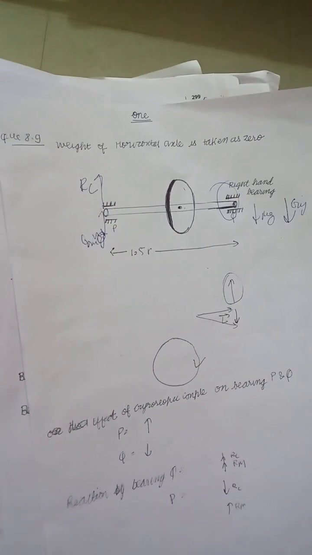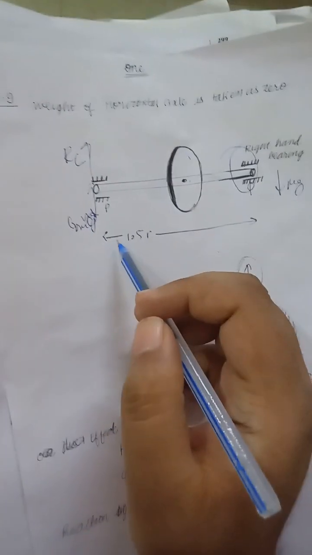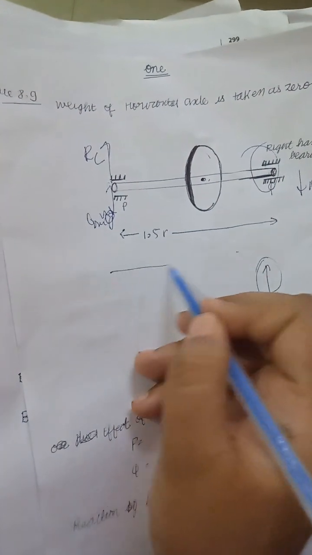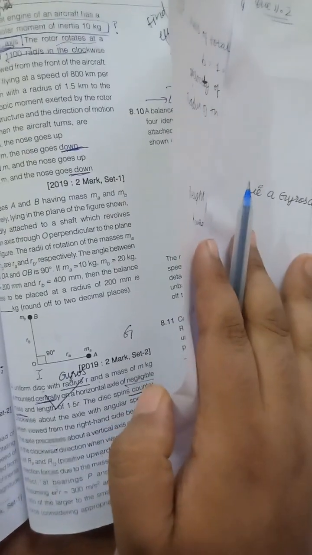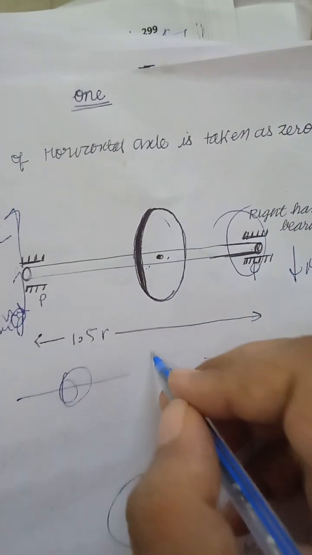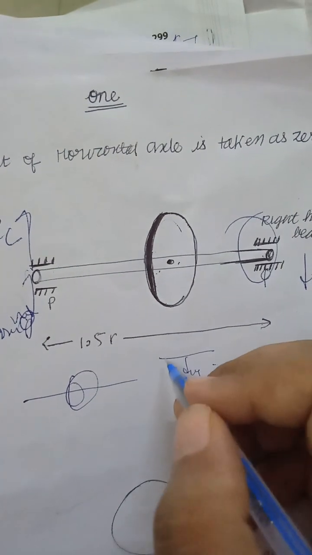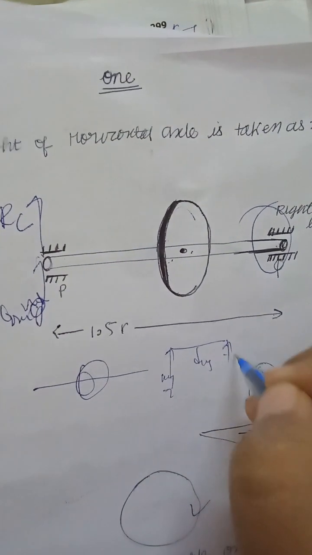Now what is asked? Find the value of the reactions. First of all, in the initial case when the disk was stationary, this is the weight which is m kg. So mg is acting downwards. So simple case, simply supported beam with mg. So here will be mg by 2, here will be mg by 2.